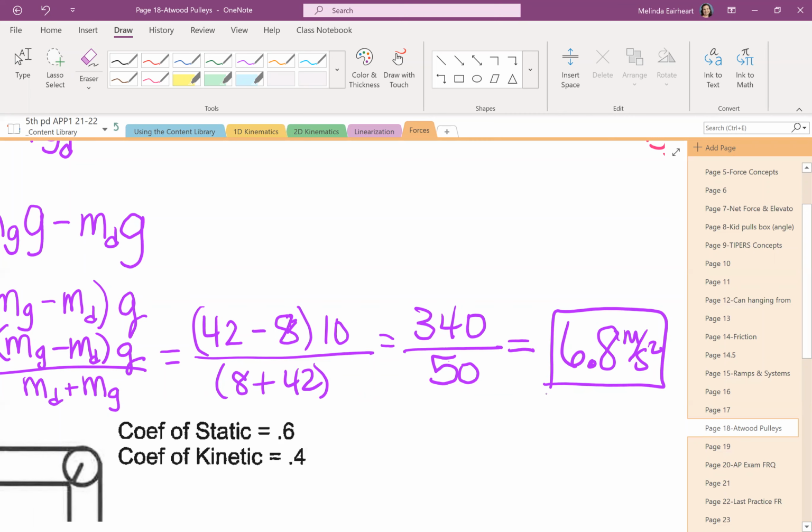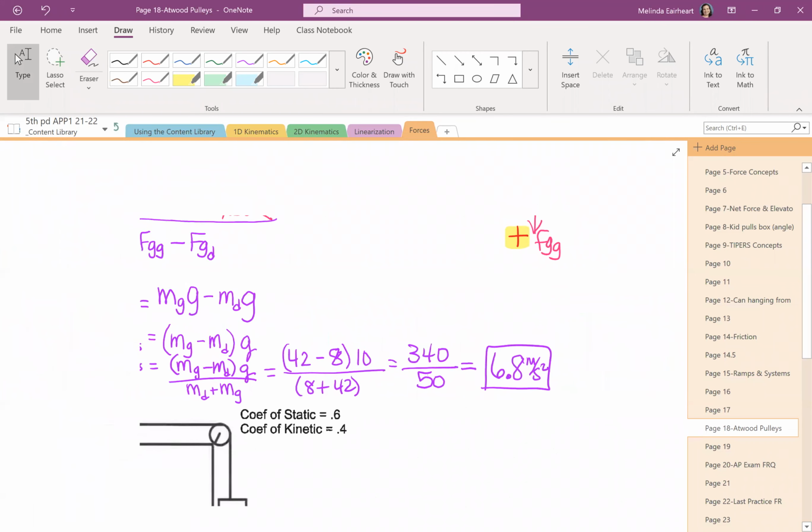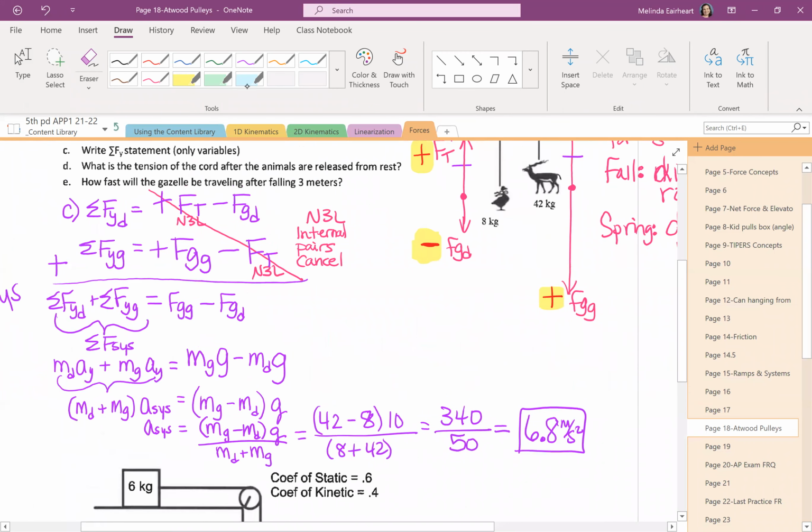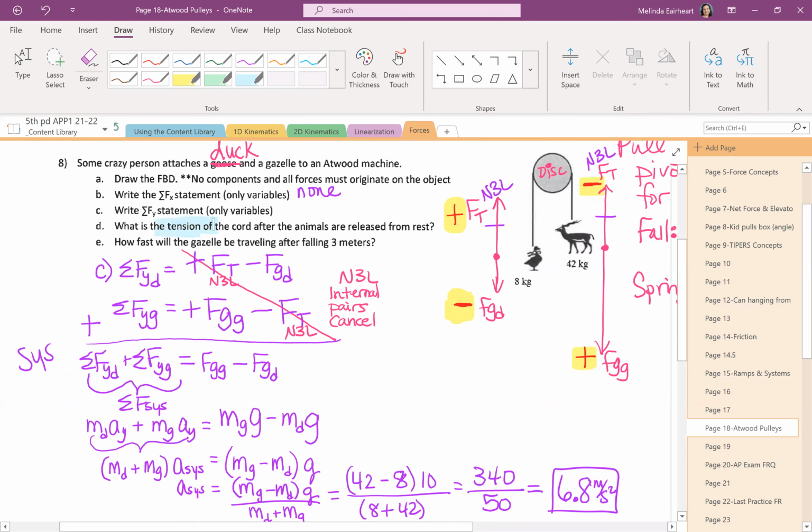So now that we know acceleration, it should go quicker. What they actually asked us to solve for, what's the tension in the cord after they're released from rest? In other words, they're going to accelerate from rest. Now we know the acceleration. How do I find the tension? Well, I have two equations that involve tension. Now, one's not really easier or harder. Which one do y'all want to use? Because theoretically, you should be able to use them both and get the same answer, right? So do y'all want the duck or the gazelle? Someone call dibs.